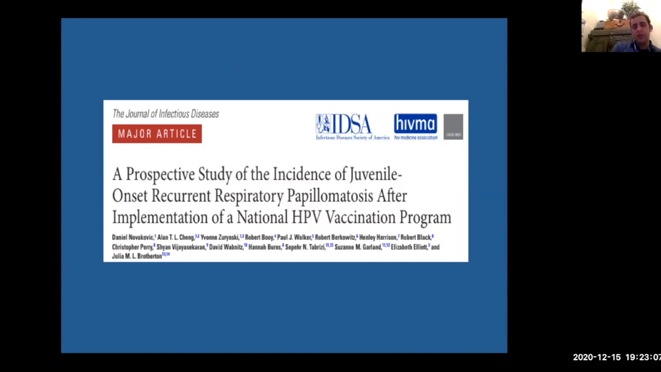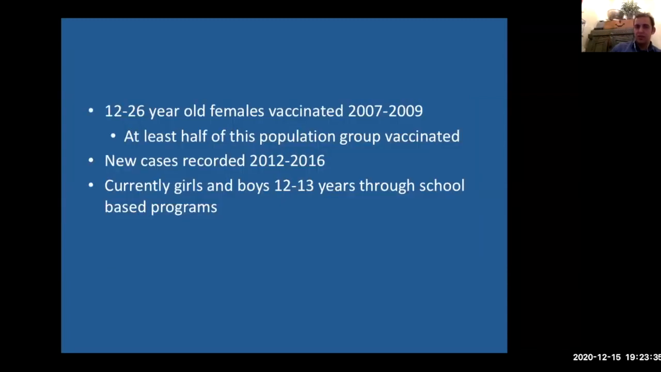And this was the paper from Australia where they looked at whether juvenile onset RRP reduced after the implementation of a national HPV vaccination program. So this was a group of pediatric ENT surgeons within Australia. All the major centers contributed, and they basically reported over a period starting in 2011 whether they've seen a reduction in patients presenting with this.